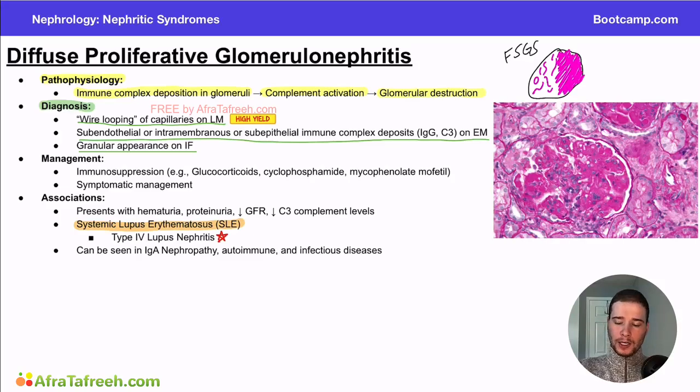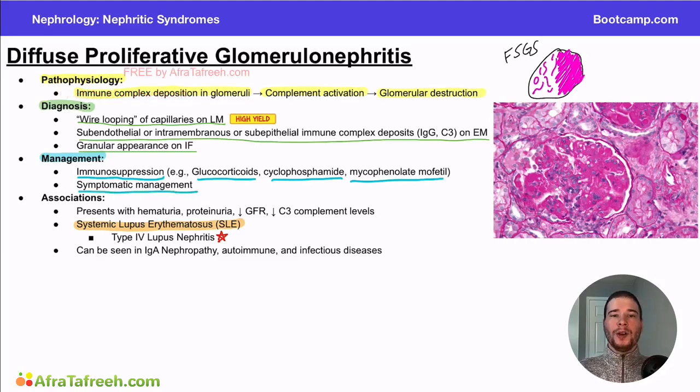Next, we're going to turn our attention to some management options for diffuse proliferative glomerulonephritis. Overall for this condition, because it's so commonly involved with autoimmune conditions, we'll need to do some form of immunosuppression. This can include glucocorticoids, cyclophosphamide, or mycophenolate. Otherwise, we're really doing symptomatic management similar to some of our other nephritic syndromes. Remember, a lot of these conditions we can't necessarily reverse, right?